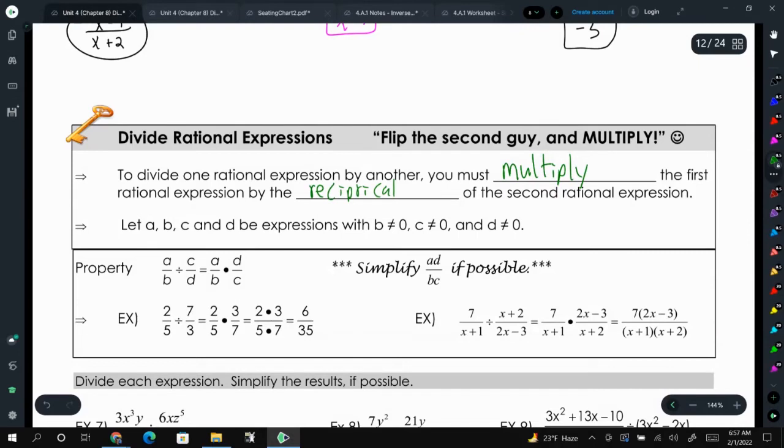Now, what does the reciprocal mean? If you've forgotten, the reciprocal means you're flipping the fraction. So if we're dividing, what we're going to do is flip the second fraction and then multiply.